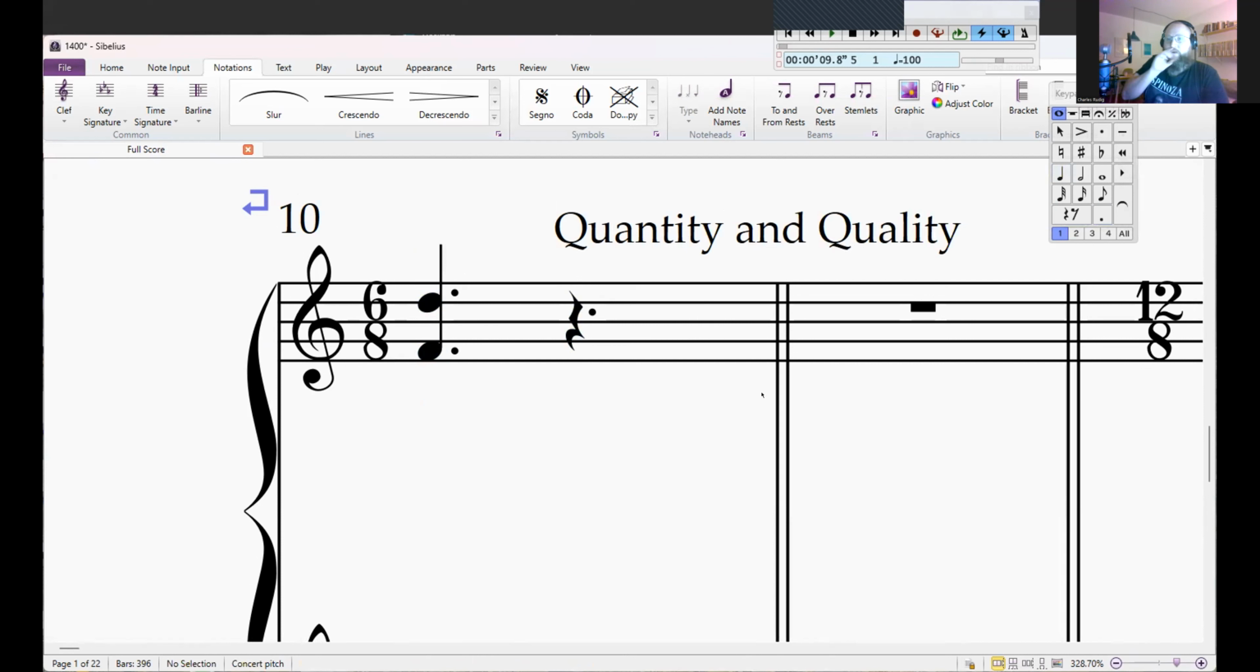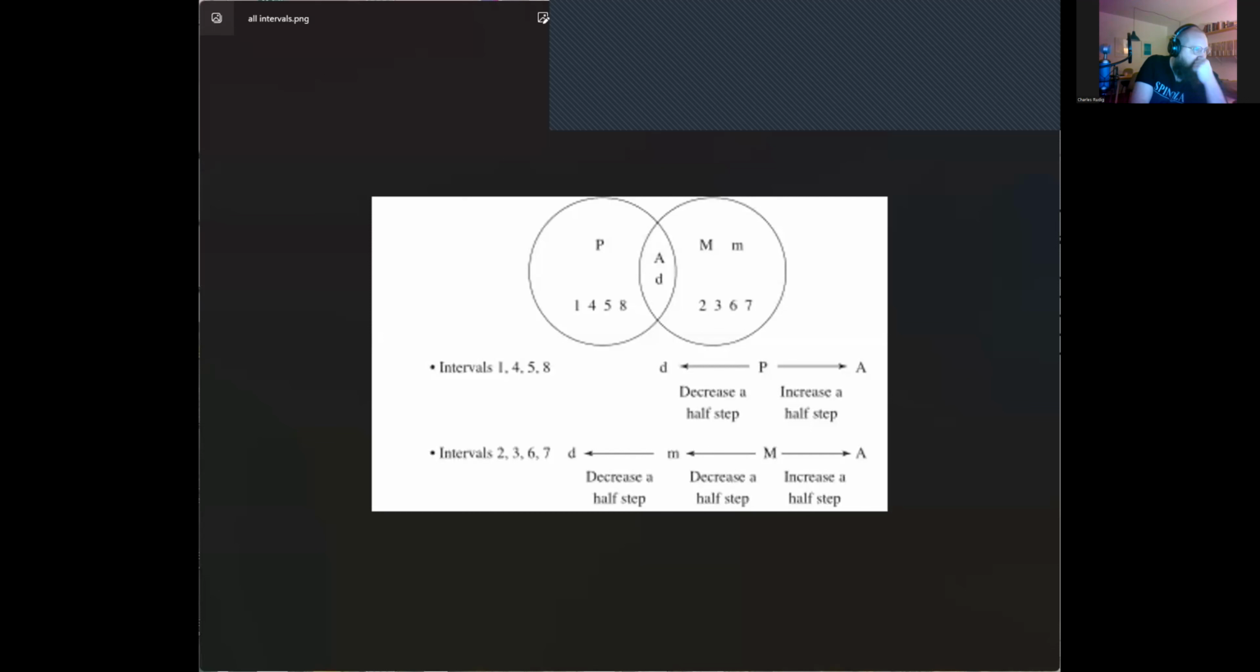Your quality is more exact. It's telling you precisely how many half steps are in your interval. So I'm going to show you something again. This is from your book. And this shows you how the qualities work for intervals. Okay. So you've got a few different qualities. You've got diminished, you've got minor, you've got major, you've got augmented, you've got perfect. You've got 5 different qualities.